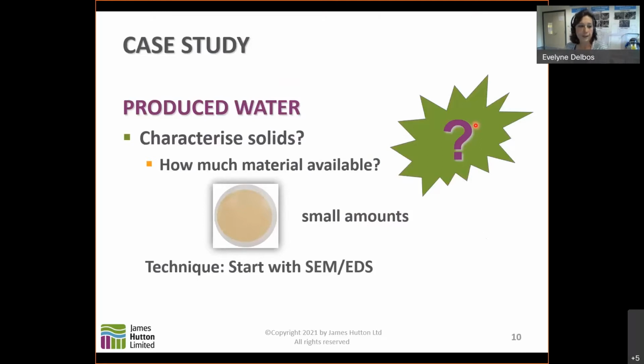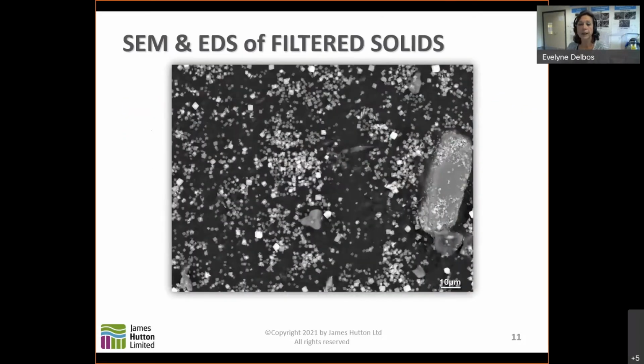So the first technique that we will be proposing to you is the scanning electron microscopy coupled with the energy dispersive spectroscopy. And we have mounted the sample onto an SEM stub, and we're looking at it first of all at very low magnification. And we're using both the morphology of the particles and the EDS analysis, the elemental composition, to determine the type of material that we've got here.